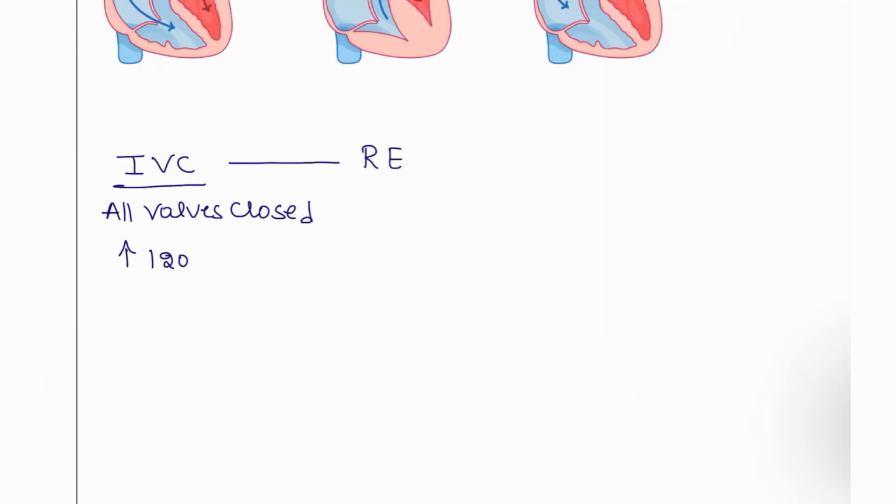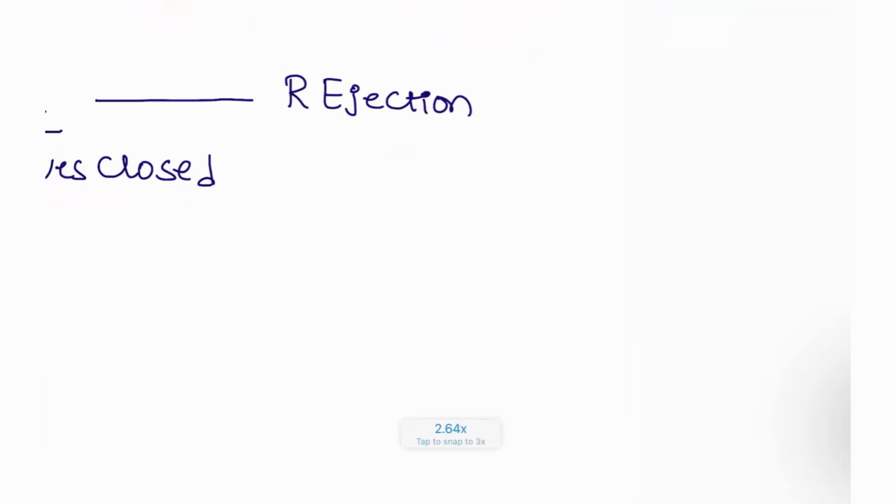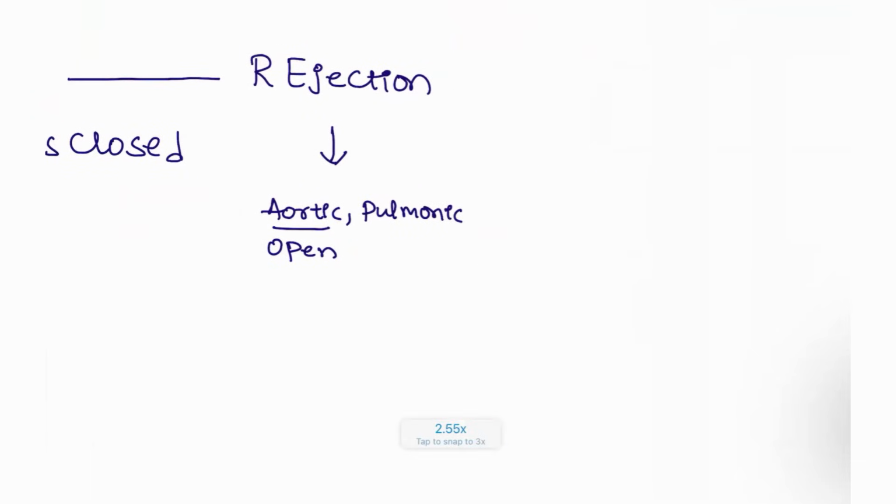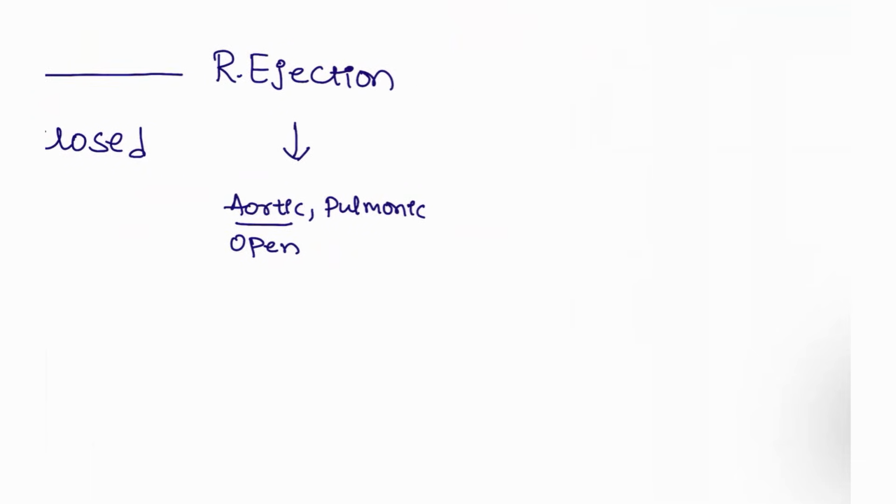Okay, rapid ejection. Which valves are going to open here? This one you have to remember, guys: the aortic and the pulmonic valves are going to open. So this will cause the aortic ejection, right? The same pressure is what we get when we check the BP, because this is due to rapid ejection. Next, what are the valves that are closed here? The mitral and tricuspid valves are going to be closed.